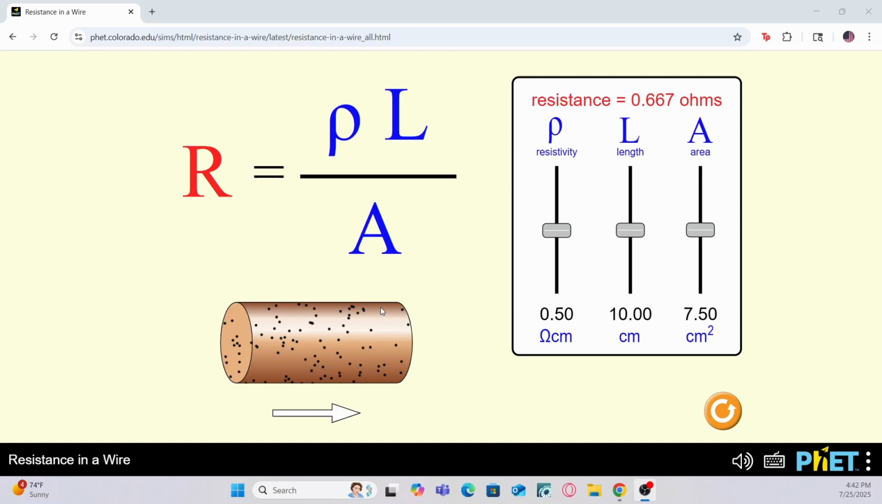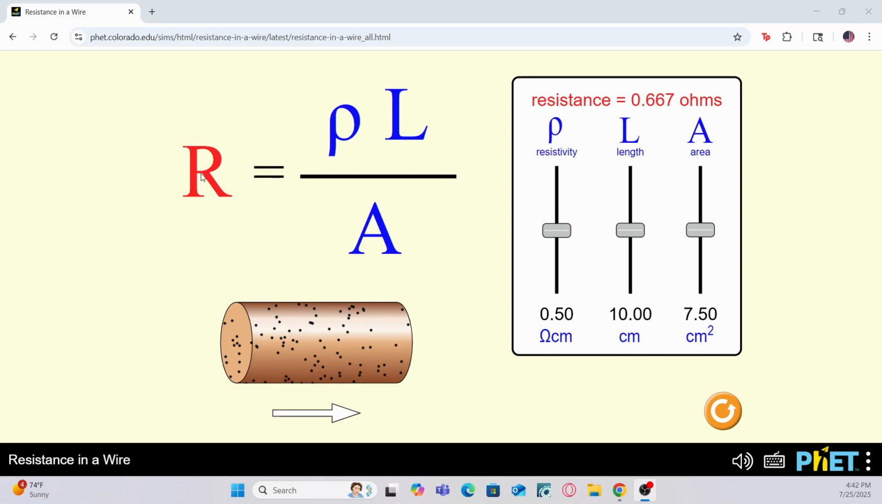Hey everyone, my name is Lance, and today I'm going to be trying to explain resistance in a wire using the resistance in a wire simulator on the Physics Education Technology website. Let's get started.